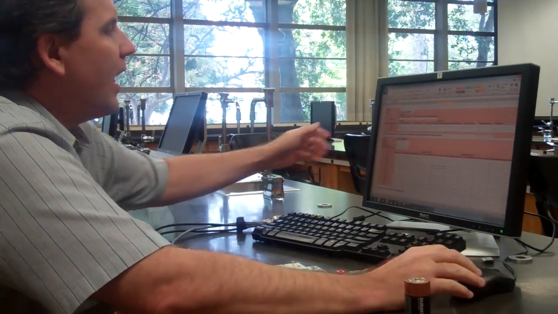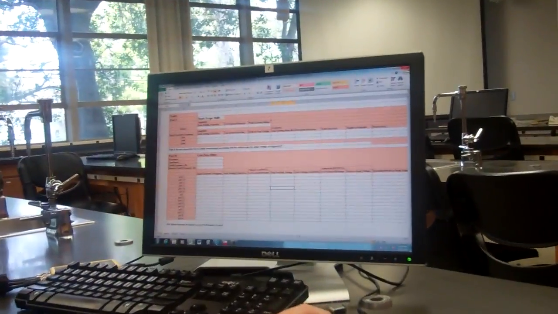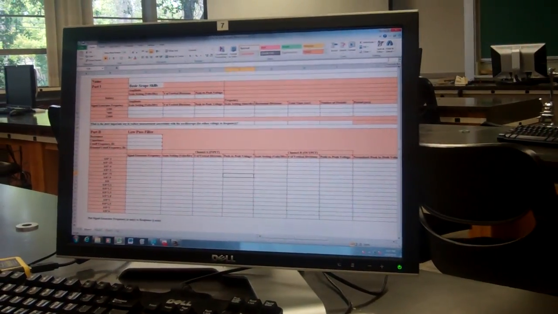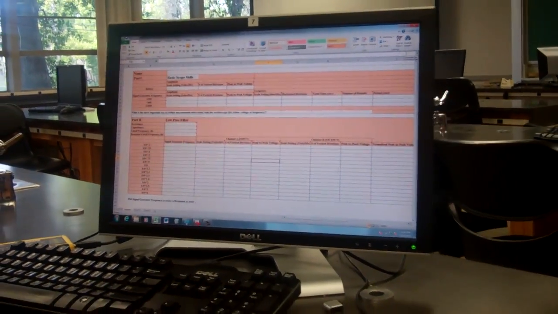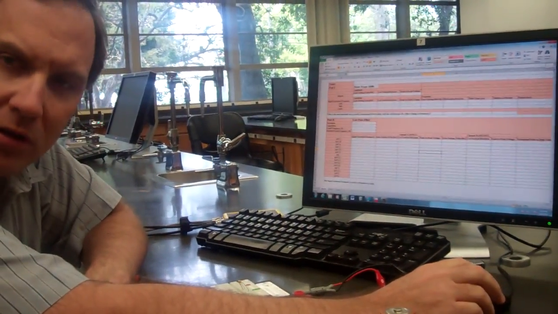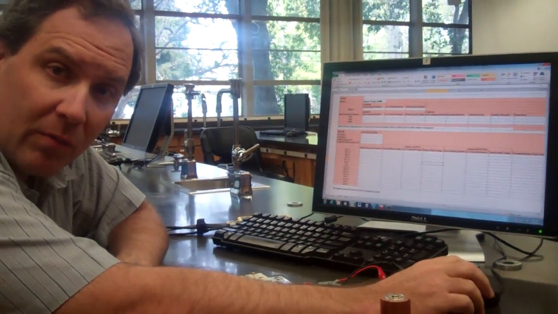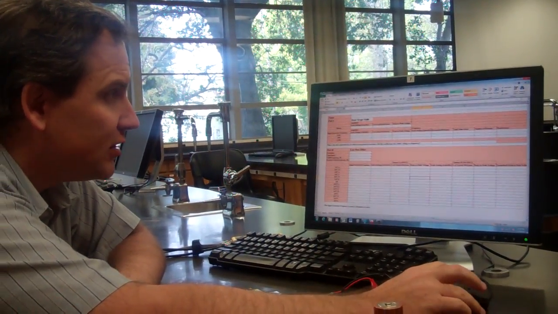Oh, that's wonderful. And this is what your Excel spreadsheet should look like. Now this is one place where it's going to be very useful for you to know how to use formulas, because even though there's lots of entries there, a lot of them are calculations.